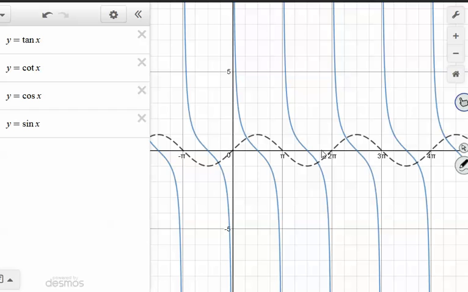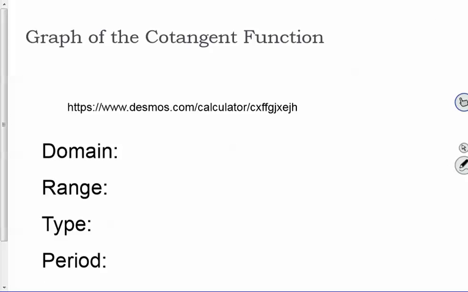So I guess our domain would be all reals except multiples of pi, which is kind of the opposite. It's a little different than the tangent, which was pi over 2.